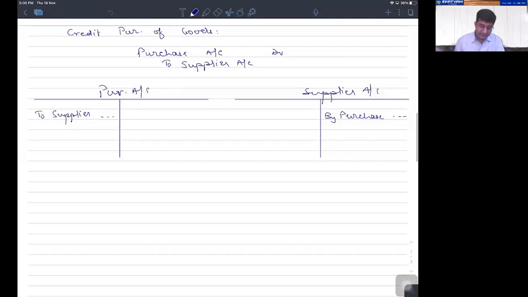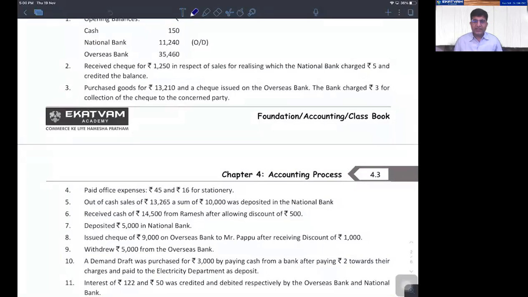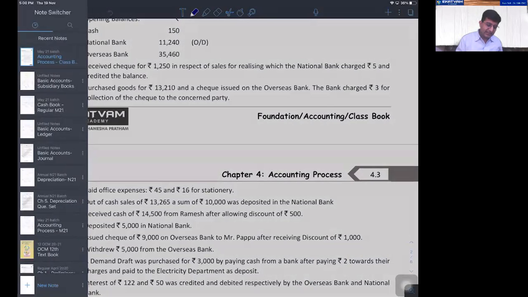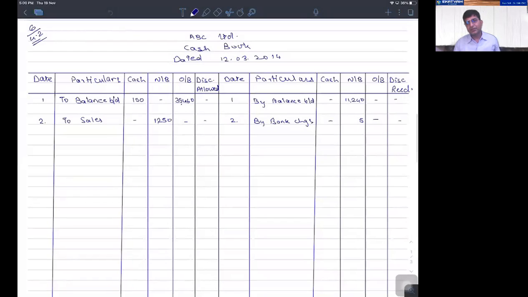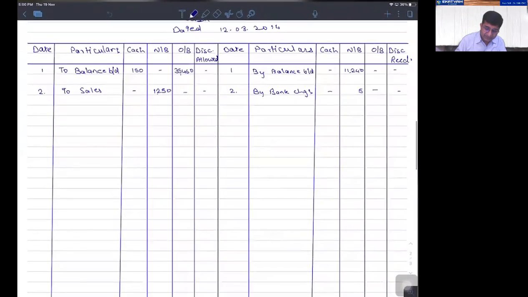Then the next transaction is purchased goods for rupees 13,210 and check issued on overseas bank. The bank charged rupees 3 for the collection of the check to the concerned party. Now if Overseas Bank or any bank has taken money from the concerned party, are we concerned with it? We are concerned about only our payment, and our payment is by check of overseas bank rupees 13,210. So we'll simply pass the entry for that.